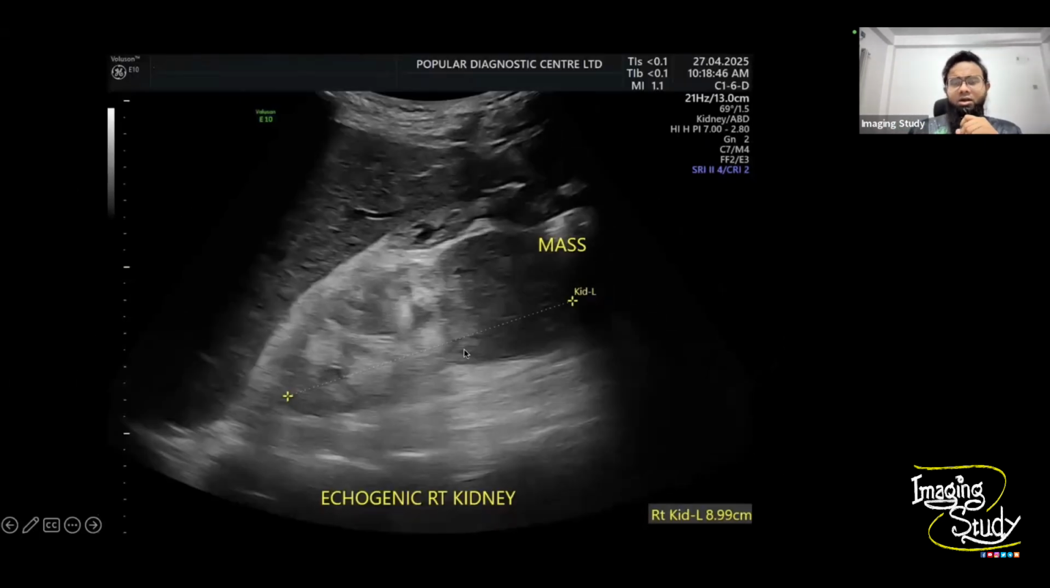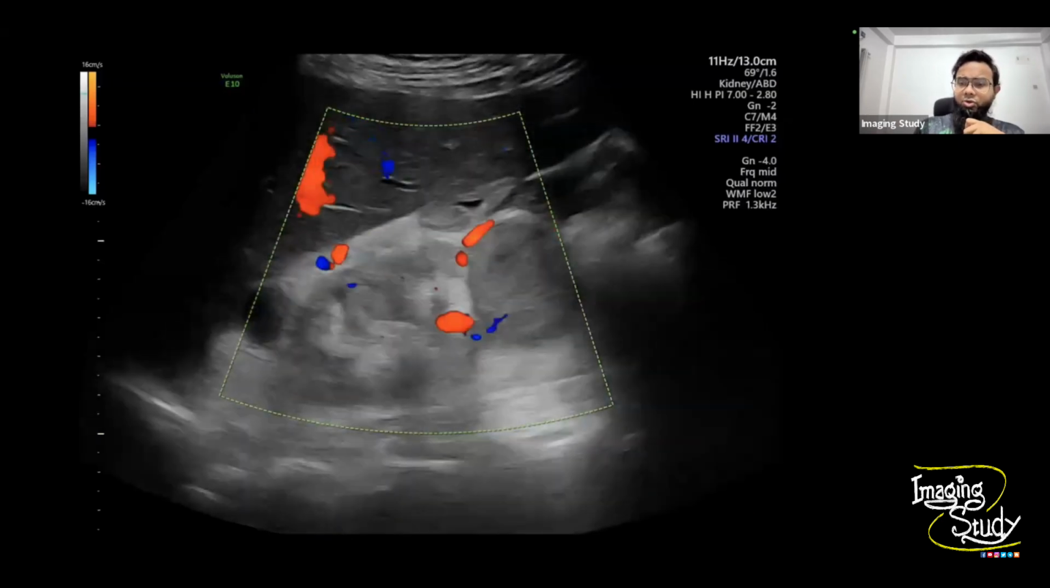So the kidney is quite normal in size. In my country, we follow 8 centimeters in length as normal. This kidney is actually small, but due to the mass at the lower pole, it looks quite normal in length. It is still a small one because if you cut the mass, the kidney will be 6 centimeters or below. So anyway, let's put on some Doppler.